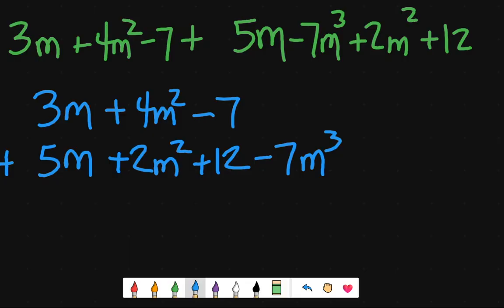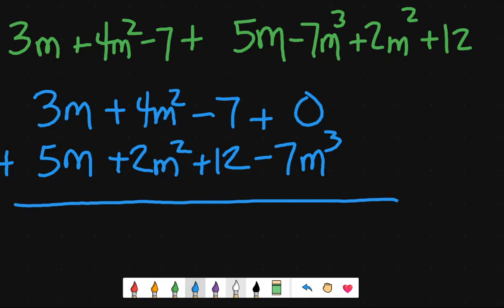There are no other terms that have m to the third power, so it's all by itself. So we can either add 0 to it, or we can just leave it there. And I'll just add 0 to it. And of course we know the identity property of addition. When we add 0 to a number, we get the same number. All right, so let's do it now.